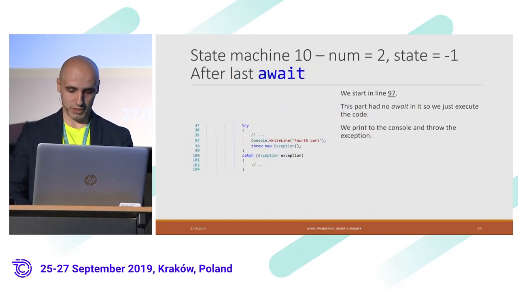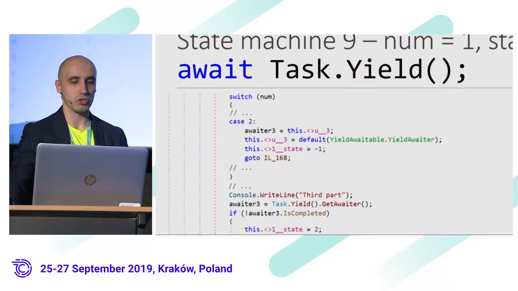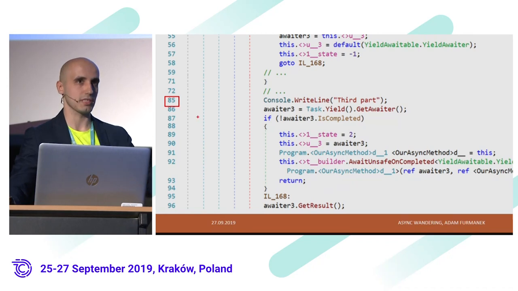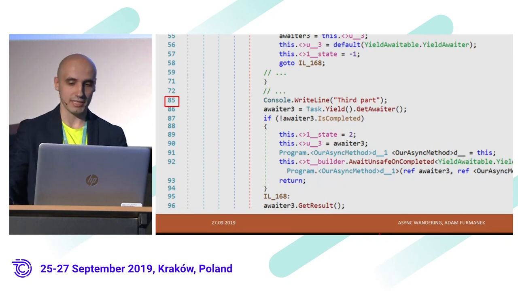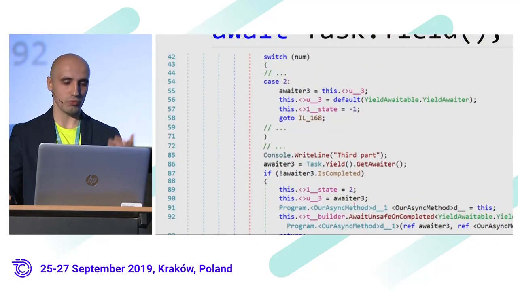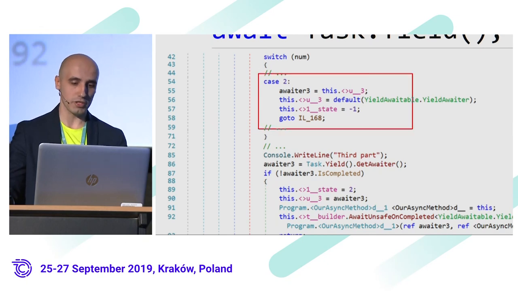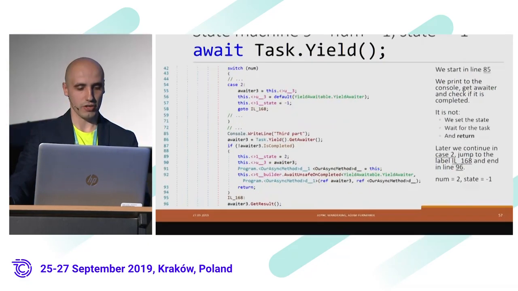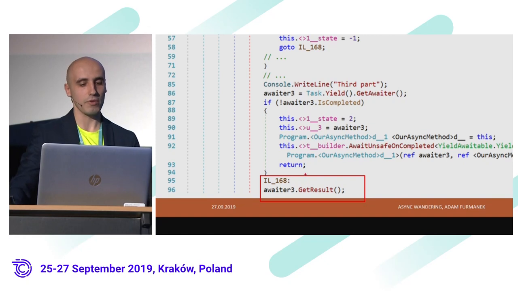If we carry on, what is happening next is we have a third part, which was just before await task yield. And in this third part, we again start around like here, because this is where we left off the previous part. So we call console write line third part. We again call get awaiter. It's not completed because this is the point of task yield. Again, we call await unsafe on completed, all those things. And ultimately, when we come back to the method, we enter again the switch, and because we changed the state to something different, we go through this switch and we again go to the go to line and execute the final instruction, which is like around here, and this is how we call the get result.